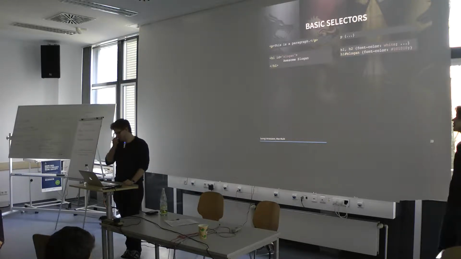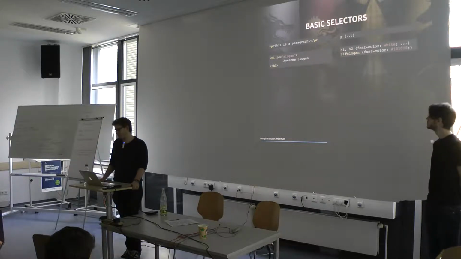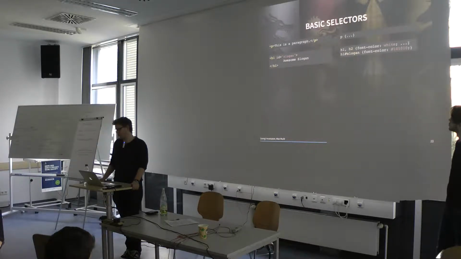In this example, we see we are overriding existing styles. The first CSS rule we have selects all H1 and H2 elements and assigns them the font color white. And on the next line, we select every H1 element with the ID slogan and assign the font color 101010. How many elements can we have with ID slogan?